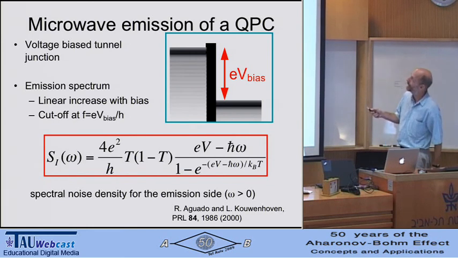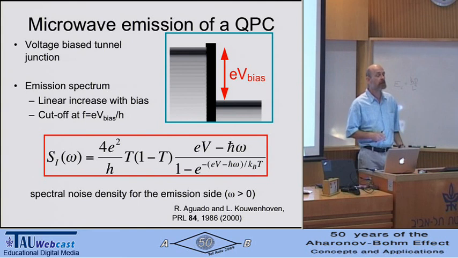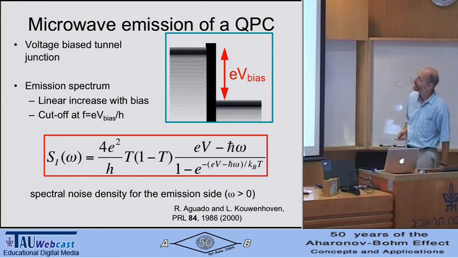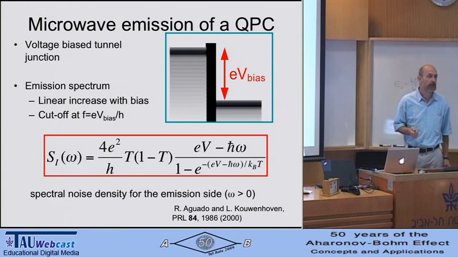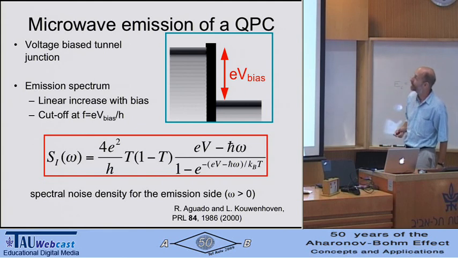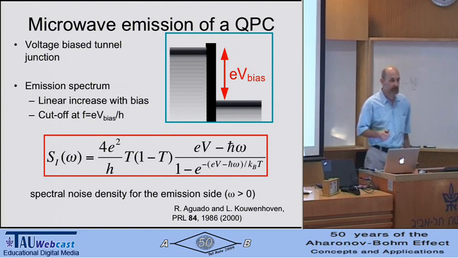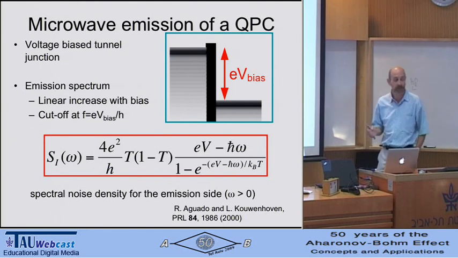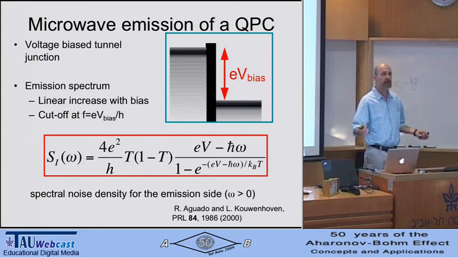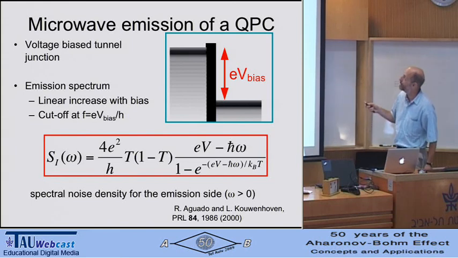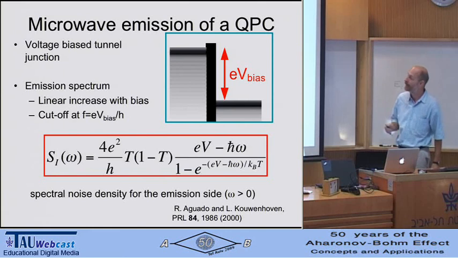So basically the fact that the electrons are scattered here by these tunnel barriers leads to the emission of an electromagnetic spectrum. And this is the spectrum as it has been calculated by many people, and in particular by Aguado and Kouwenhoven. So T is the transmission probability of the barrier, V is the voltage applied across the barrier, omega is the frequency of the emitted photon, and down here is the temperature dependence. So basically what this tells us is that the electron that comes from the left and is transmitted can emit photons. The maximum energy of the emitted photon is given by the voltage applied across the tunnel barrier, and the spectrum itself is given by this equation here.